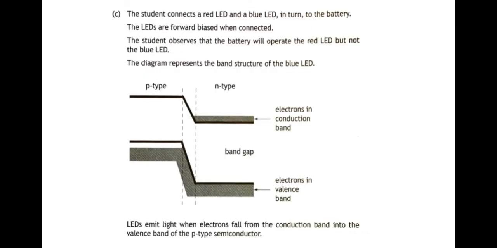The student connects a red LED and blue LED in turn to the battery. The LEDs are forward biased when connected. The student observes that the battery will operate the red LED, but not the blue LED. The diagram represents the band structure of the blue LED. LEDs emit light when electrons fall from the conduction band into the valence band of the p-type semiconductor.